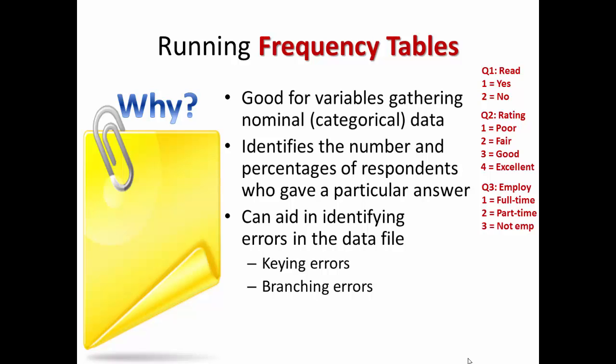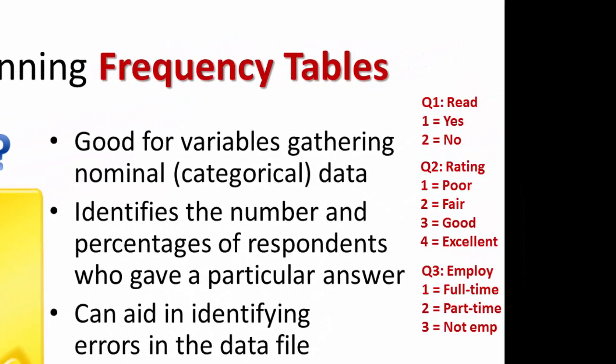But another one is branching errors. An example of branching errors, let's look at Q1 at the top over here. So if you have read something in the last 30 days, we might want you to ask the next question of rating how good it was. But if you said no, you have not, you want to be able to skip that question.